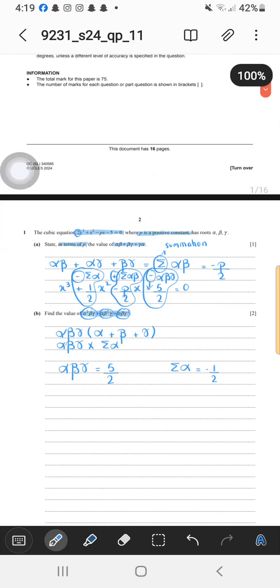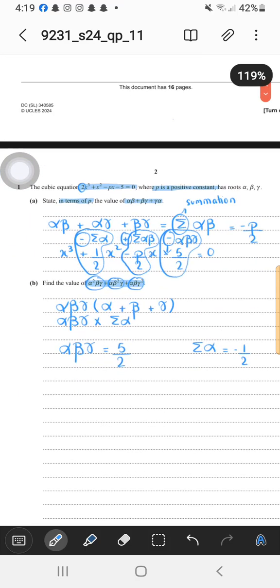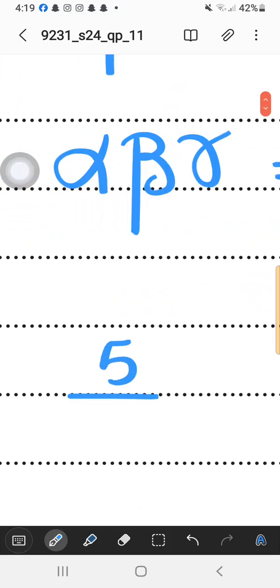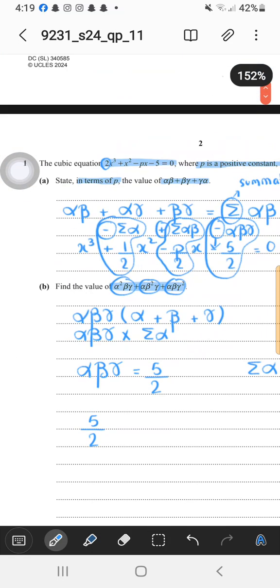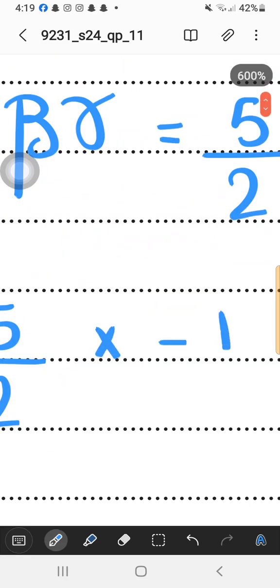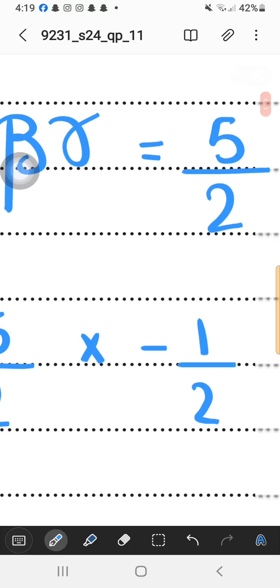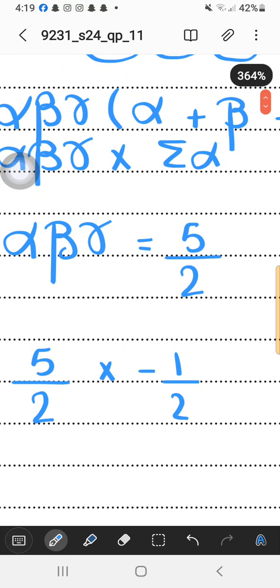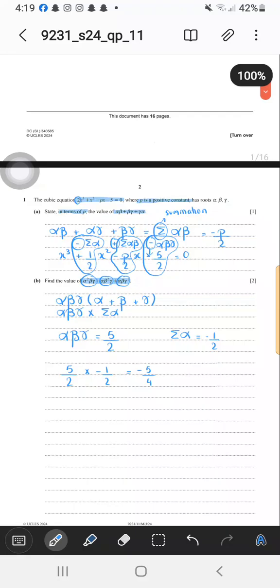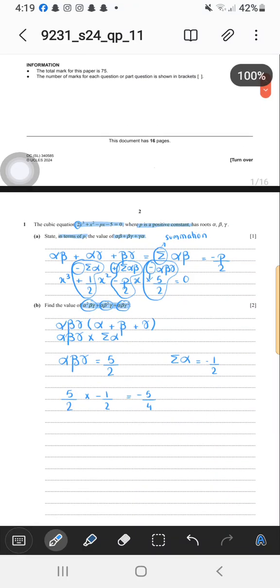Okay, so we were working for 5 upon 2 multiplied by summation of alpha, which is negative 1 upon 2. So we got the answer negative 5 upon 4. Okay, so let's have a look at this.